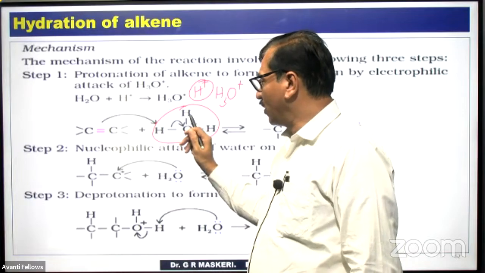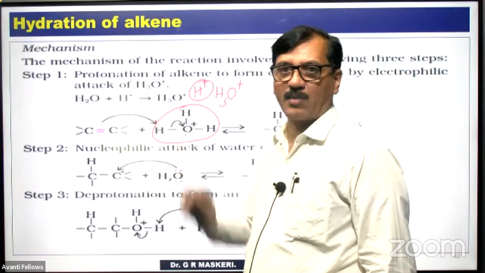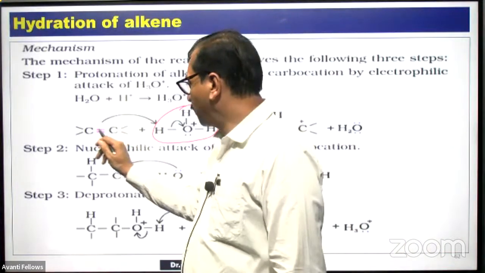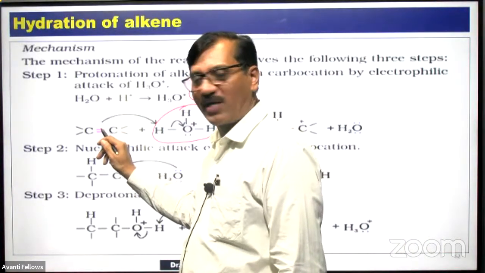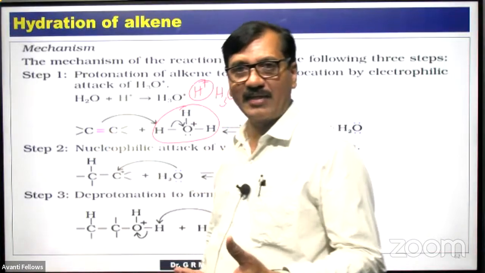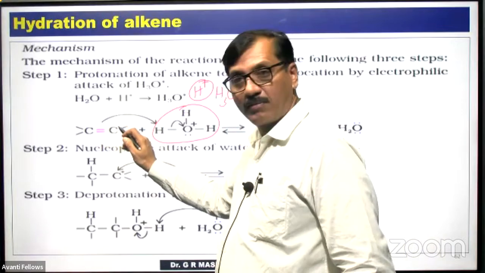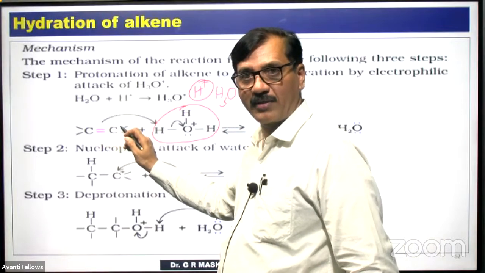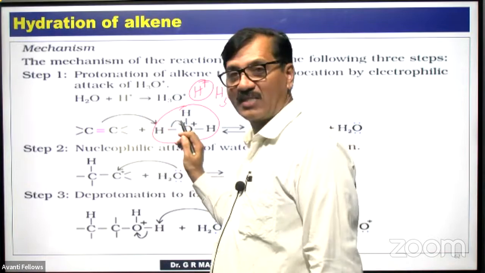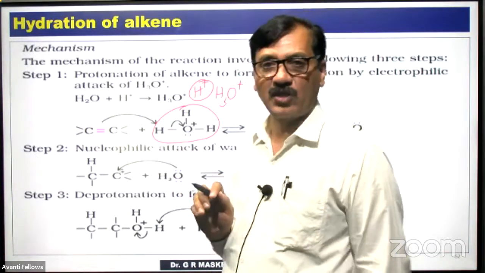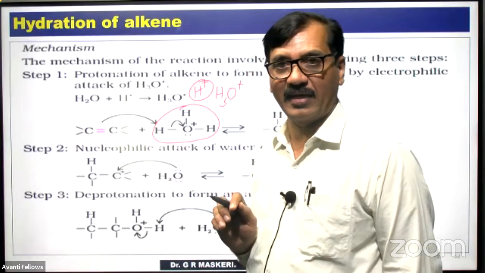From the H3O plus, H plus is given to one of the carbon atoms. This particular bond, which is the pi bond of the alkene, is loosely connected, and this electron is shifted to one of the carbons. This is called electromeric effect. This happens in the presence of an acid. Therefore, it is acid catalyzed hydration.